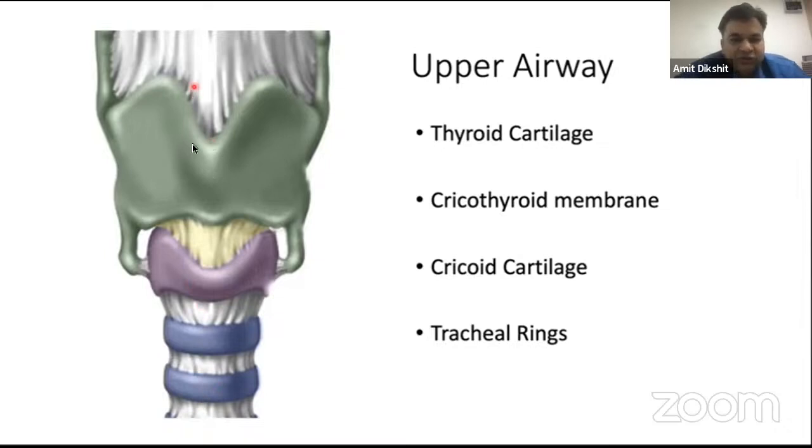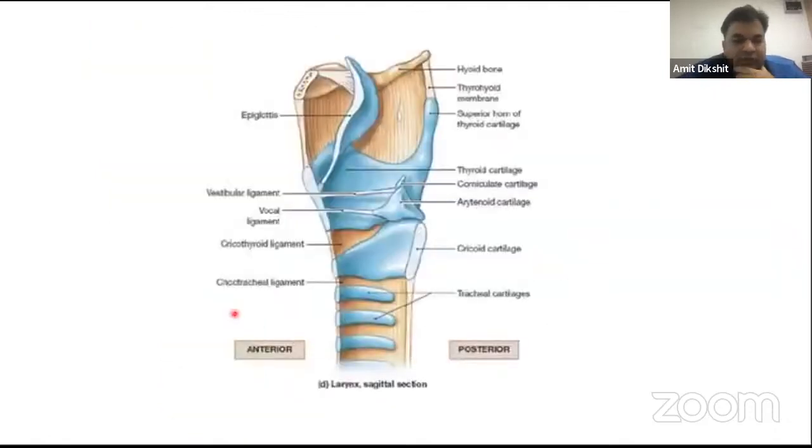Now, the structures above the vocal cord: I am going to see the epiglottis, and we have the hyoid bone, then the tongue, and we'll be seeing the hyomental distance ratio and other things. Below the vocal cords, I have the cricothyroid membrane, then the cricoid cartilage, and I'm going to see the tracheal rings and the esophagus. So the cross-sectional anatomy we need to know.